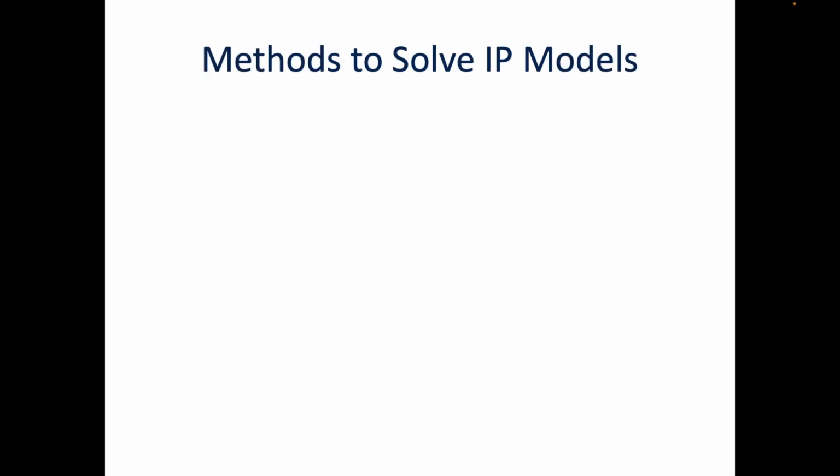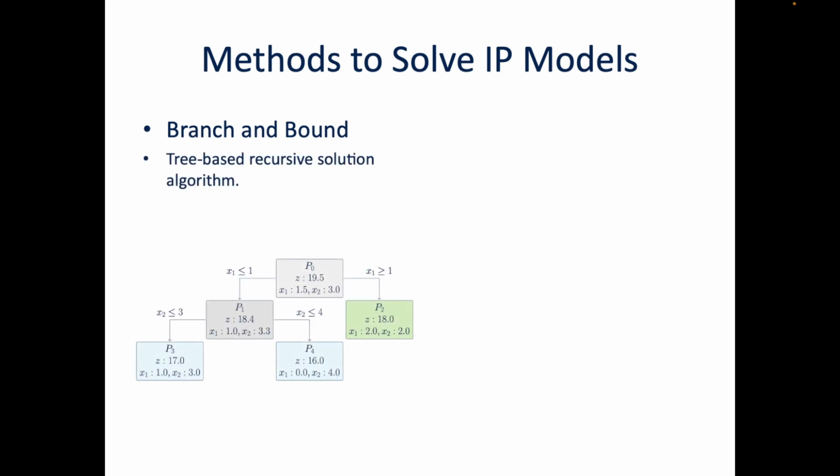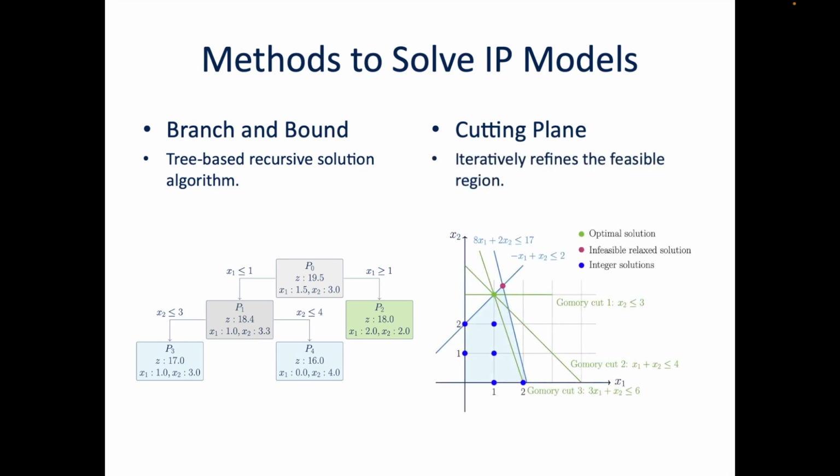There are several methods to solve IP models. The most popular method is branch and bound, a tree-based recursive solution algorithm, and it looks something like this. Another popular method is the cutting plane method. It iteratively refines the feasible region to find the best integer solution.